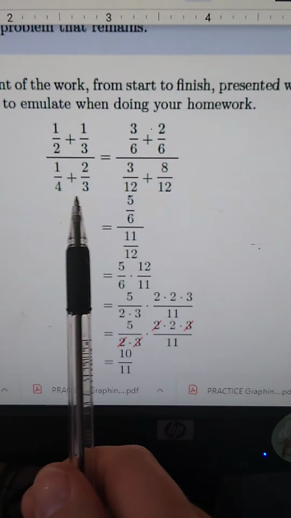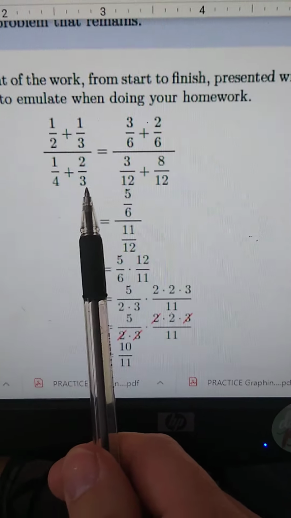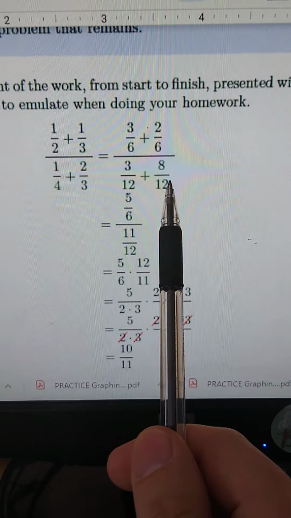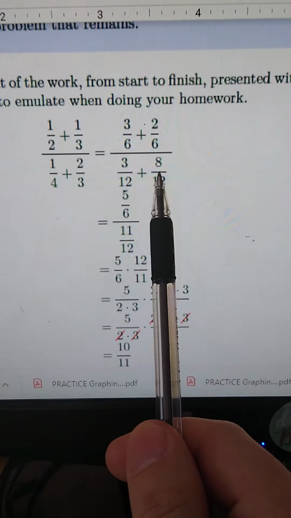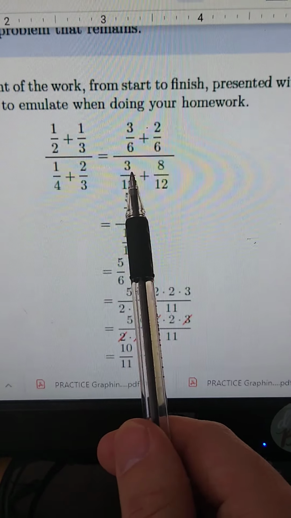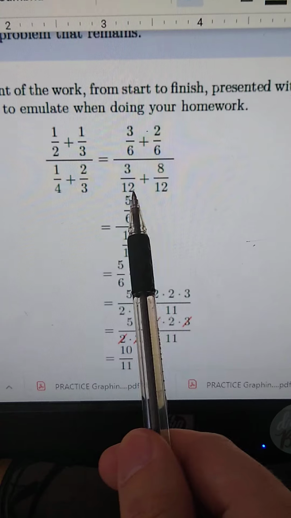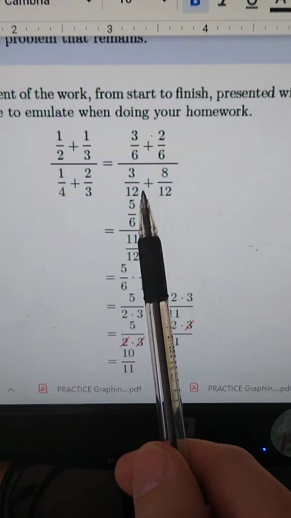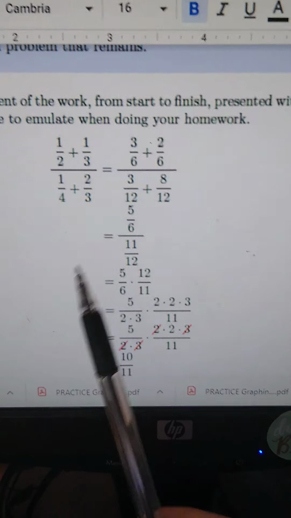In the denominator, I have 1/4 plus 2/3. Common denominator between these is 12. So I'll turn 1/4 into 3/12. The equivalent fraction for 2/3 would be 8/12, giving me a total of 11 over the common denominator of 12. Again, do not add the denominators. We're only adding numerators when we add and subtract.